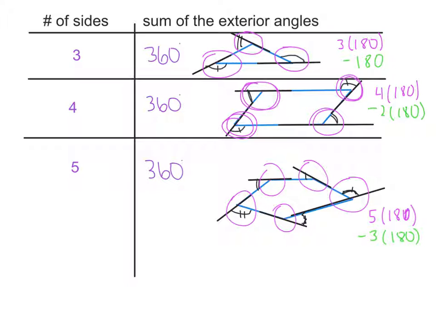Look at the pattern. This is 3 times 180, this is 1 times 180. The difference between them is 2. This is 4 times 180, this is 2 times 180. The difference between them is 2. This is 5 times 180, this is 3 times 180. The difference between them is 2. 2 times 180 is 360, 360, 360. What's the conclusion we're making? The sum of the exterior angles, 360.